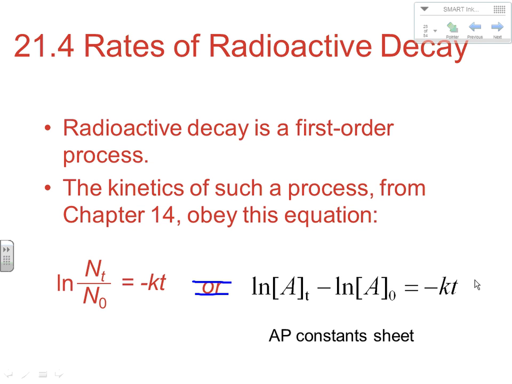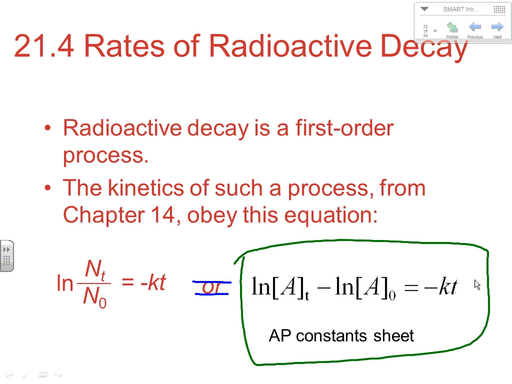So this is what you're going to see on the AP constant sheet. And this is what I typically teach from, because I want you to be using and be familiar with what you're going to see on the sheet. But if you're using an equation that's the exact same thing, it just looks different, your math is all going to end up the same and it's all going to end up valid. So remember, you do not have to use this.